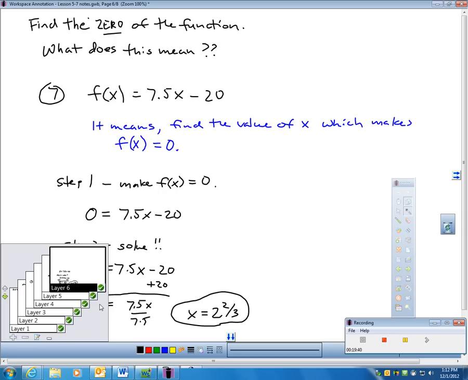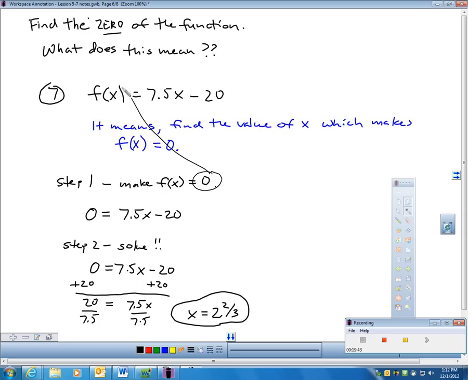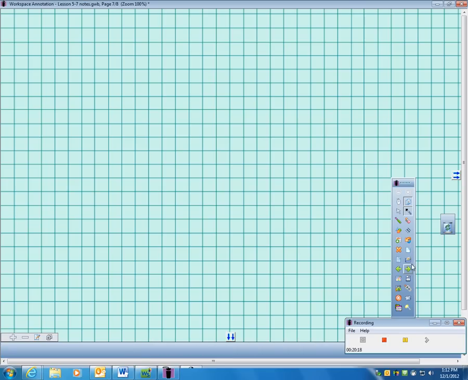So plug in 0 for this. Replace f of x with 0. In other words, y is 0. So I want 7.5x minus 20 to work out to 0. That's what it means to find the zero of a function. I want to know when this is going to equal 0. Well, solve now. Add 20 to each side, divide by 7.5. 2 2/3 is the zero of the function. In other words, I have to plug 2 2/3 in for x to make this whole thing work out to 0.